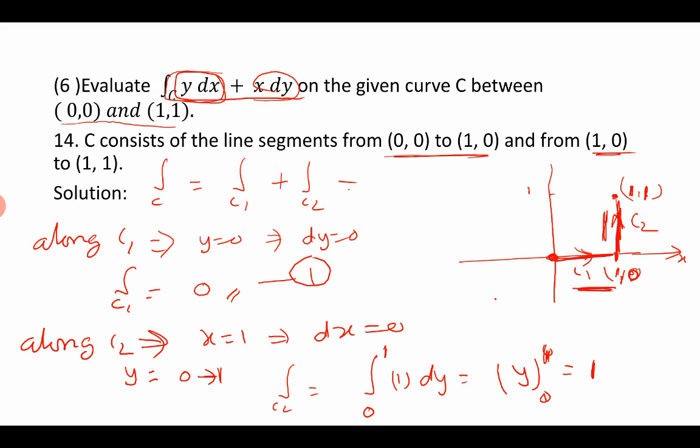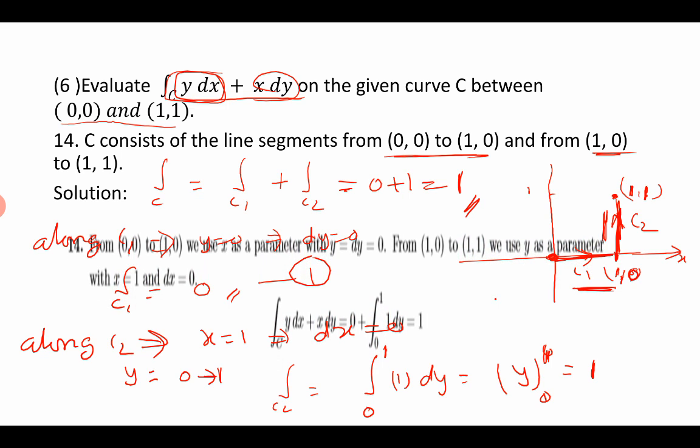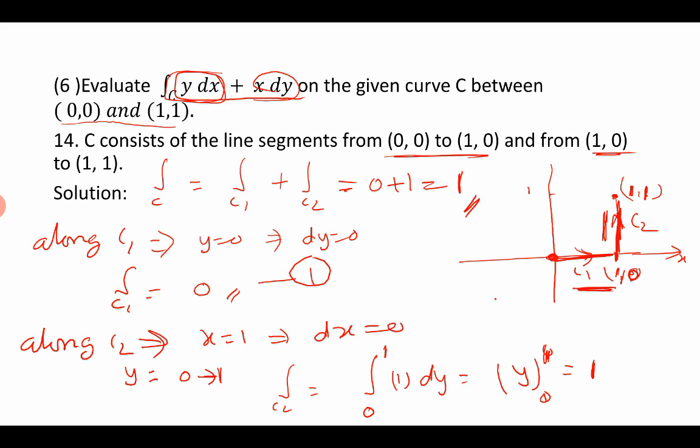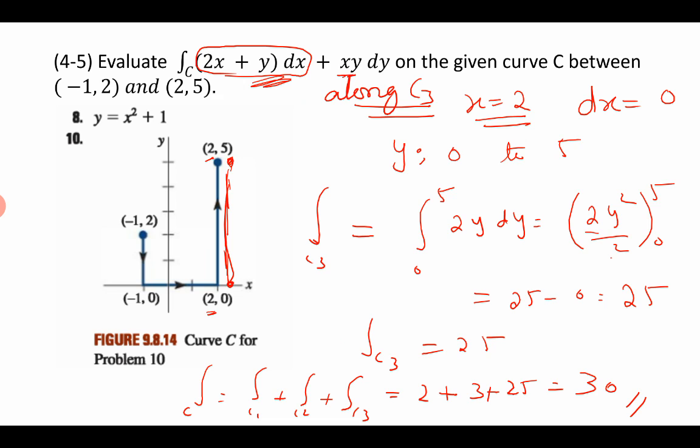Therefore the answer is 0 plus 1, the answer is 1. I have done it. Here is another piece of information for you, in the previous problem. I would like to give a hint to the next chapter.